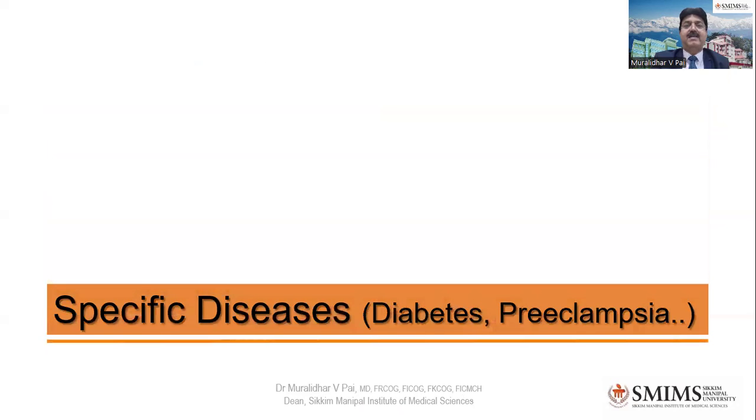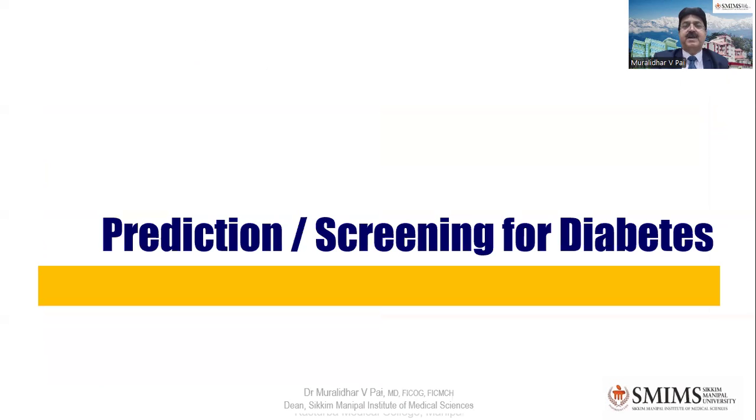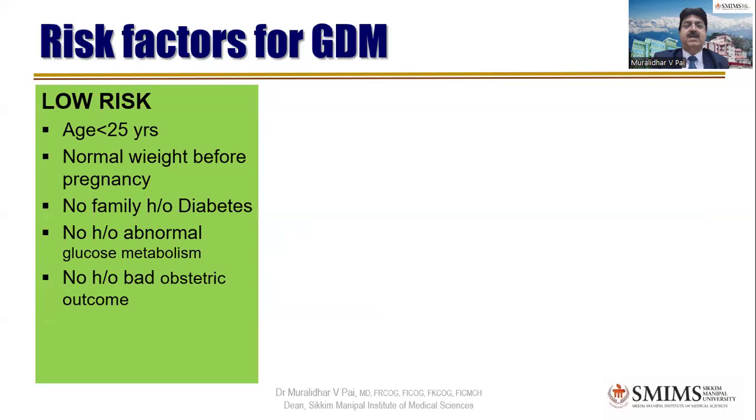So I'll now come to the last leg of my talk, that is how to detect specific diseases. I have told about this in different lectures, but here is one area where you can get everything in one place. So first of all, predicting and screening for diabetes, the low risk factors: age itself is good enough, less than 25, normal weight before pregnancy, no family history of diabetes, no abnormal glucose, or no nothing.